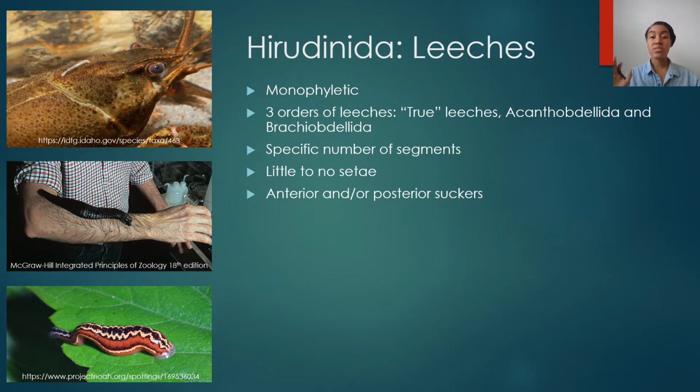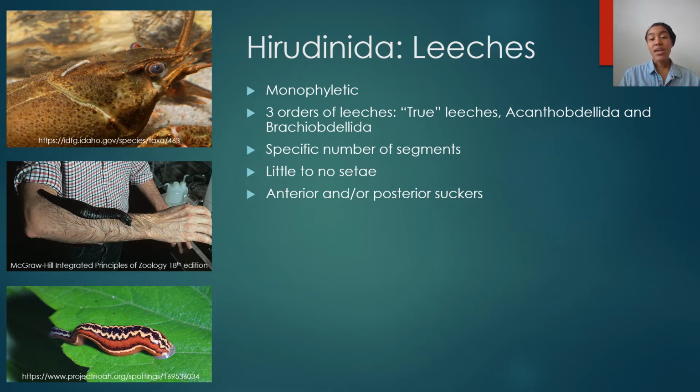Leeches all have a specific number of segments depending on what grouping they're present in. So if you're with this particular species and genus, they will have maybe 37, and in this one they might have 27, but it's conserved no matter what group they're in. They have little to no setae, so most of them have lost their setae secondarily, but some of them do have a few in particular regions.